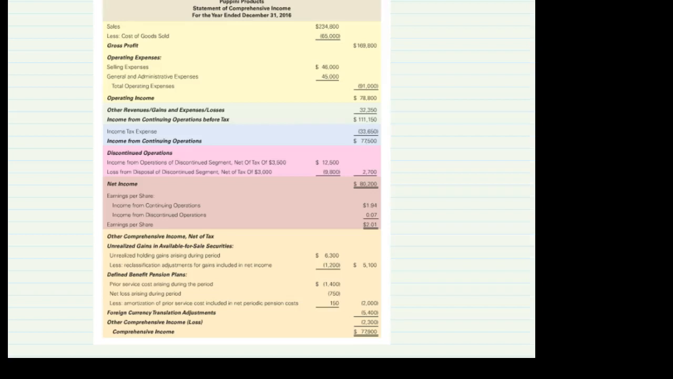Let's learn about net of tax. Let's review a little bit about your multiple step income statement. We have our key performance measures.